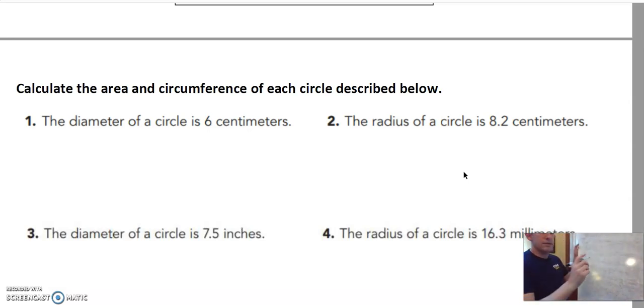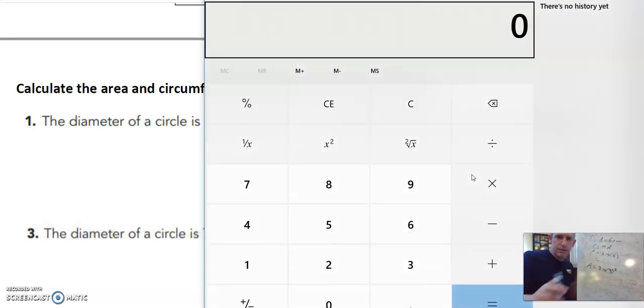So number one, the diameter of a circle is 6 centimeters. That's okay for circumference because I can use circumference is pi times d, or diameter. So I can do 3.14 times 6. But for my area, I'm going to need to know my radius, which is half of this. So for pi r squared, I'm going to do 3.14 times r, which is half of 6, which is 3, to the second power. So let's figure those out real quick.